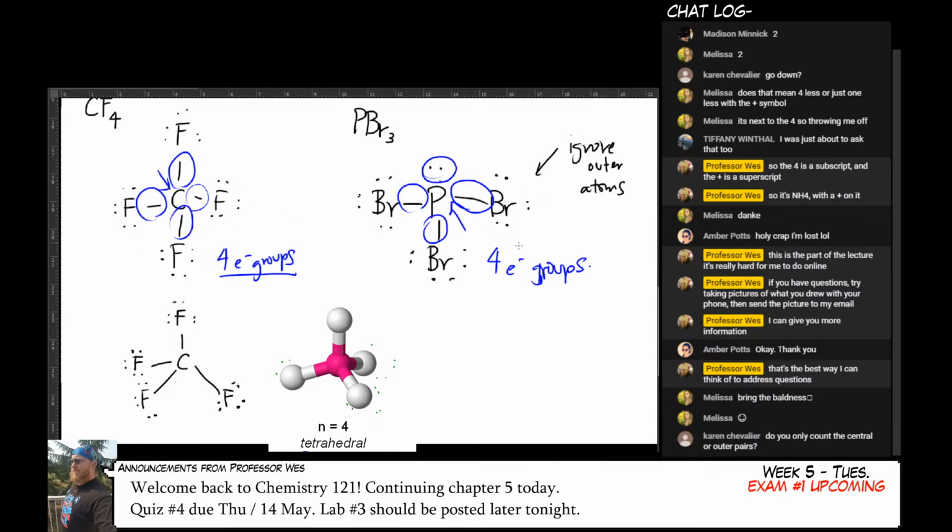And now we have to answer the question, why? Why do I have to do all of this work? Why can't I just draw it like a square? Or why doesn't it exist as a square? That is also a good question.